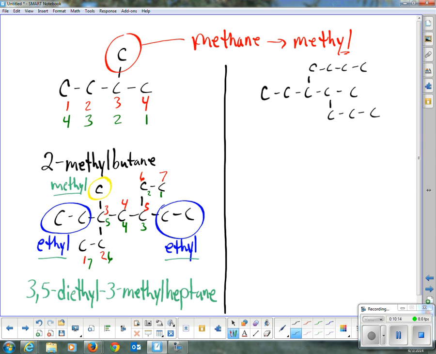Okay, now I'm going to take with a red, and I actually like to, once I find my longest chain, use my fingers and go in with my fingers counting 1, 2, 3, 4 until I find which one comes off lowest. So I've already done that, and I know I need to start counting like this.